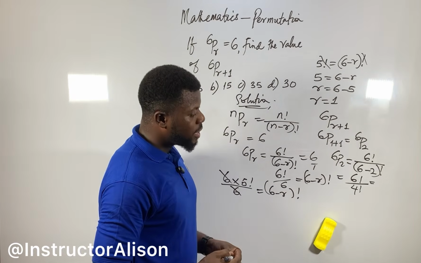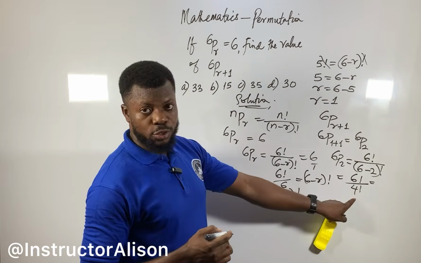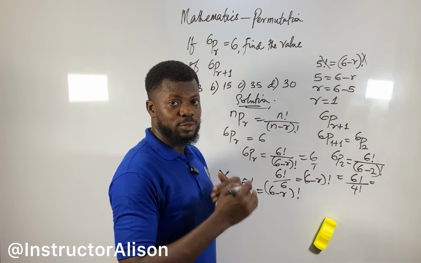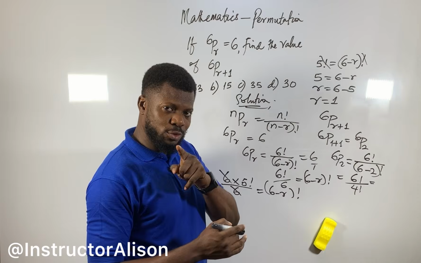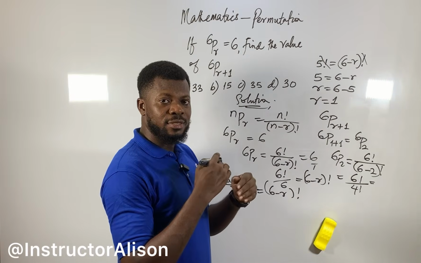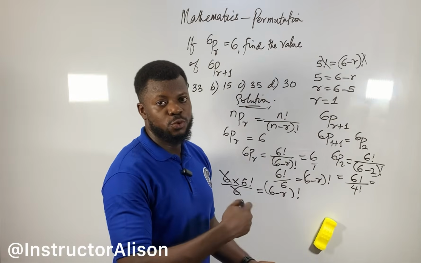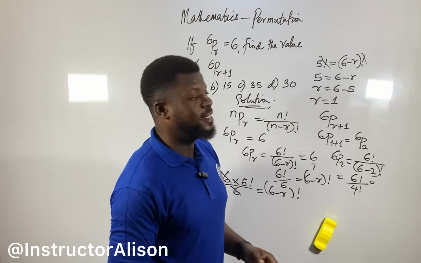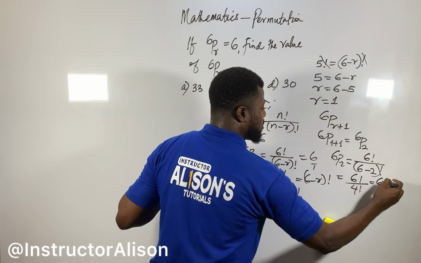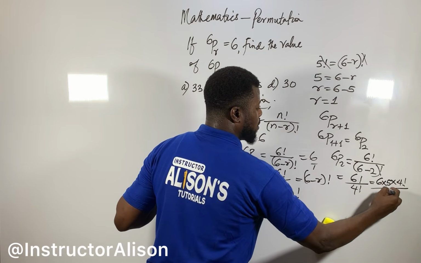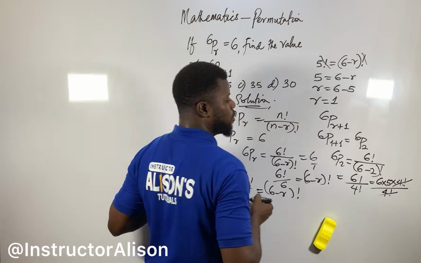Now 6 factorial, remember that shortcut. Normally 6 factorial is supposed to be 6 times 5 times 4 times 3 times 2 times 1. That shortcut will show you that you do 6 times 5 times 4 factorial. Why? Because you have 4 factorial down. Quickly cancel to make life easy. So you come there as 6 times 5 times 4 factorial over 4 factorial. So 4 factorial and 4 factorial will cancel.